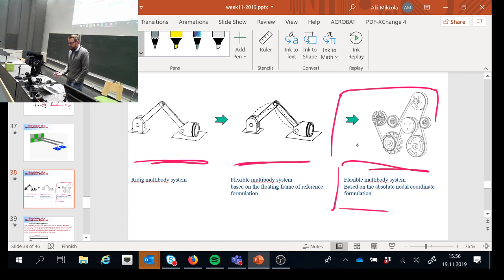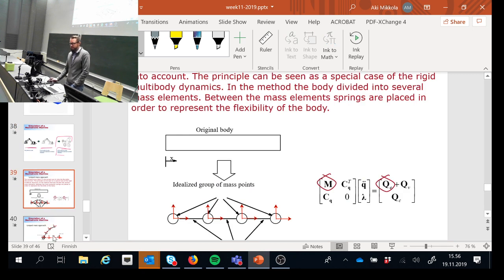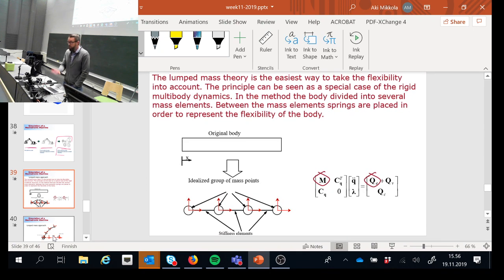And now, 4 minutes, which I will shortly spend to explain the first method. That is a very simple method to describe flexibility. And the rest I will leave for next Tuesday. I'm not going to spend too much time next Tuesday on flexible bodies because there is so much stuff that is related to real-time simulation.